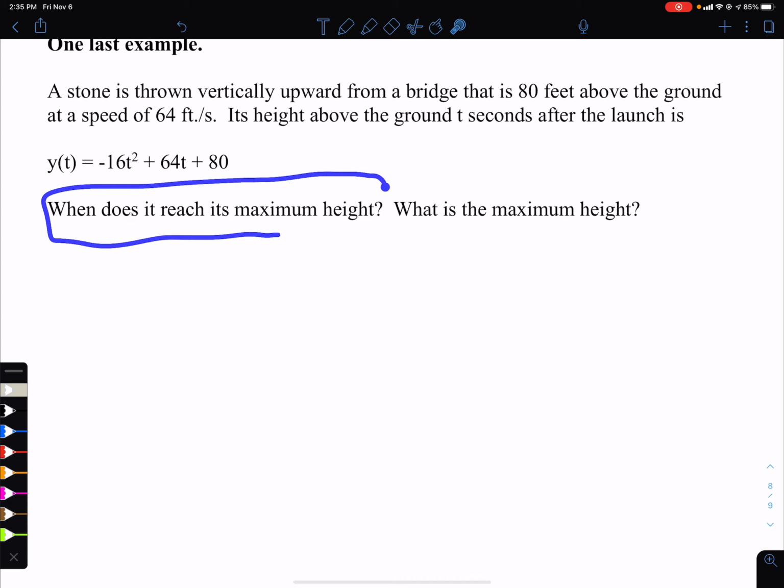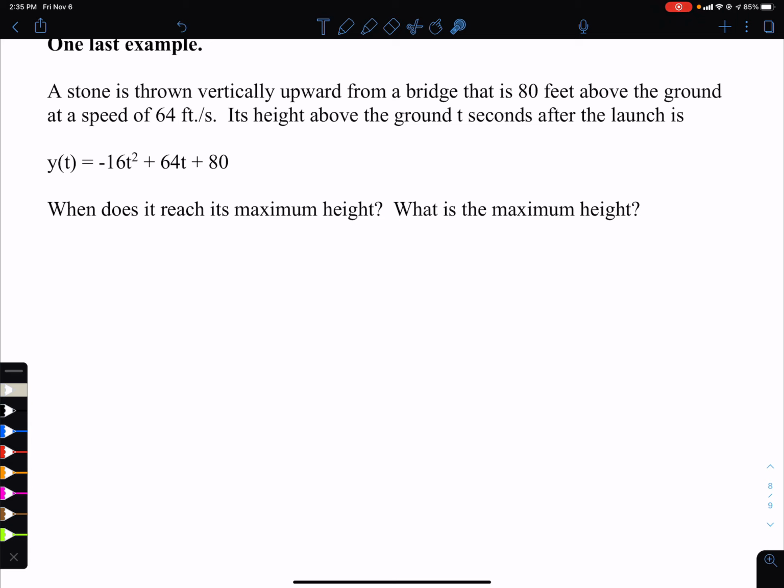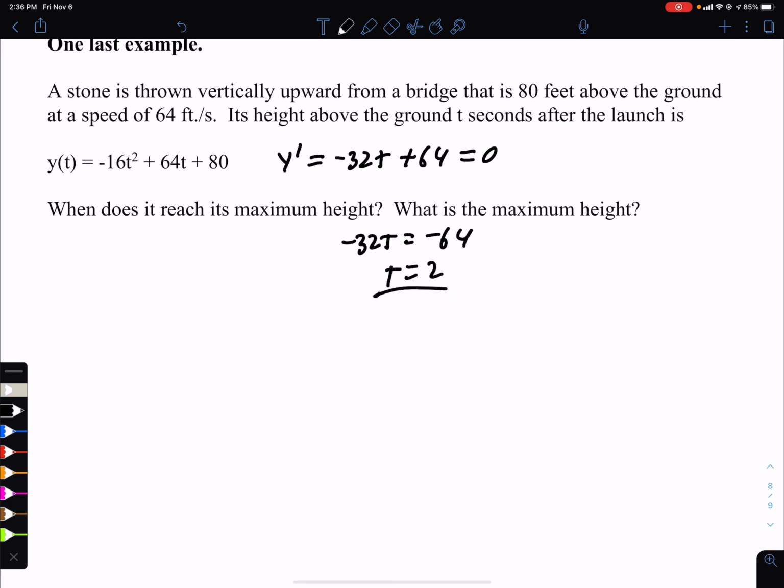When does it reach a maximum height? And what is the maximum height? We're trying to find a maximum. We should know maximums occur at critical points and endpoints. So I take the derivative and I set it equal to 0. Well, I subtract 64 from both sides, divide both sides by 2, and I get 2.